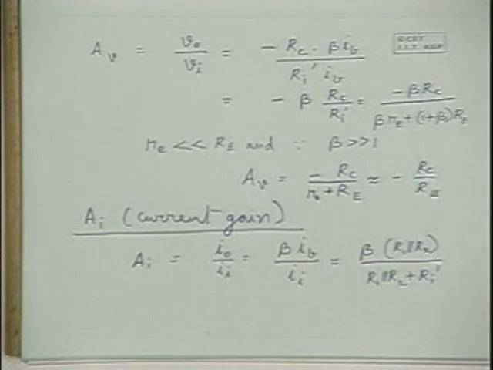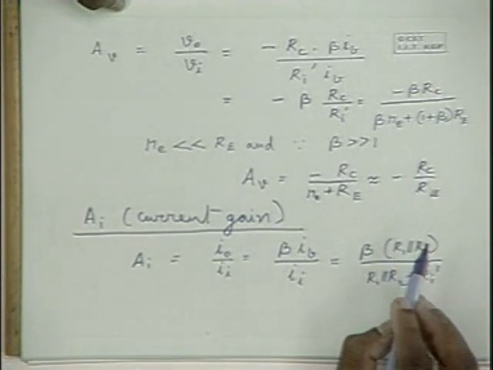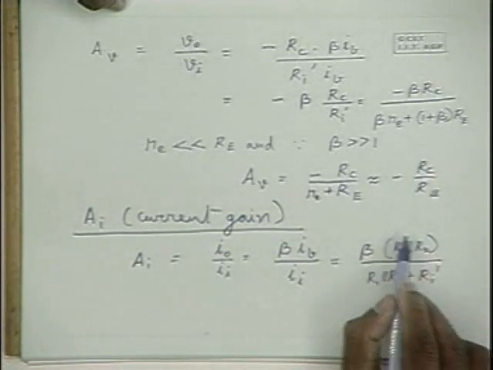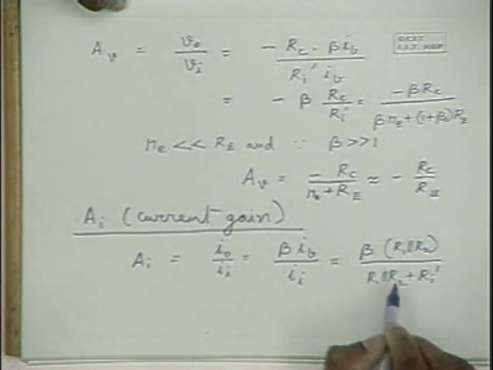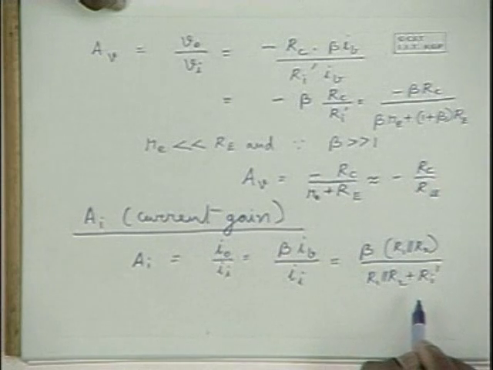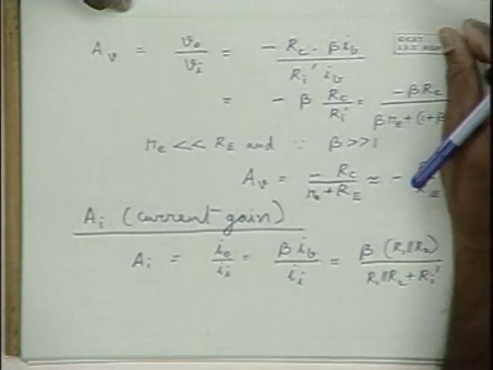Now, in the textbook you are following, that is Millman and Grabel, this is expressed as RB, in which case it is beta RB by (RB plus Ri dash) is the expression, and the Ri dash expression is given.